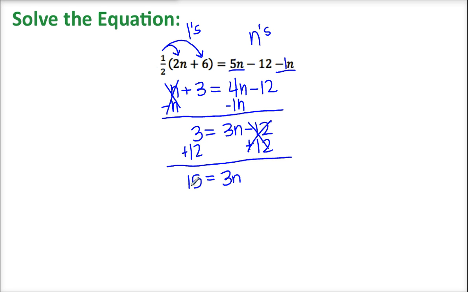Then finally, I have 15 equals 3n. So I'm going to divide these n's into 3 groups. So divide by 3, and you have to do it on both sides to keep everything balanced. 3 divided by 3 is 1. So I'm left with 1n, and this is equal to 15 divided by 3 is 5. All that work, and we found that our variable n is equal to 5. That is my final answer.